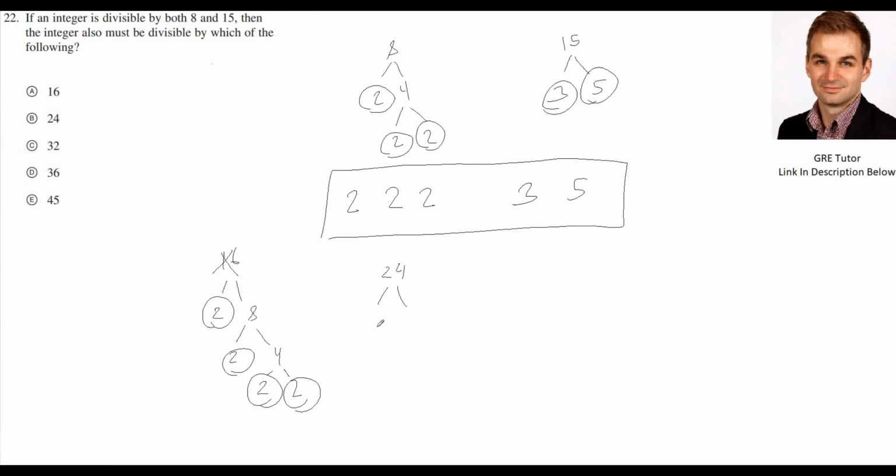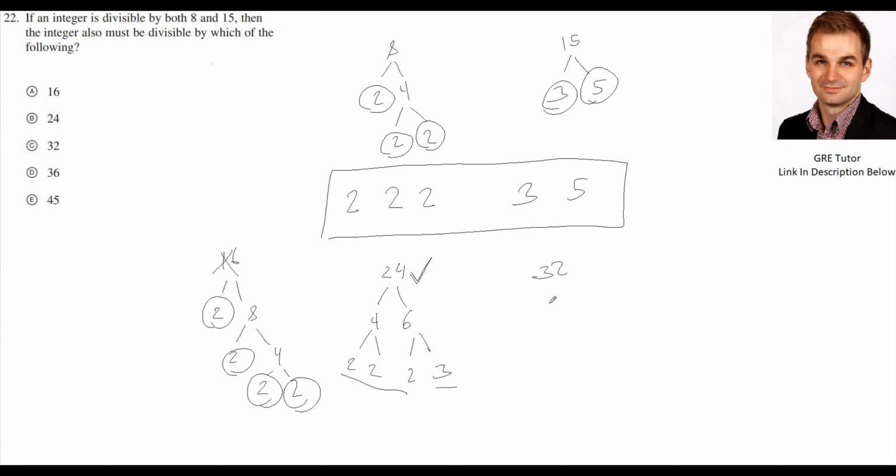Now we can look at 24. 24 is going to be 4 times 6, and that is going to be 2, 2, and this is going to be 2 and 3. Do we have 3 2's and 1 3? Yes, we do. We have 3 2's and 1 3. So this is really good. Now, if we want to check the other answers, we can see that they don't work.